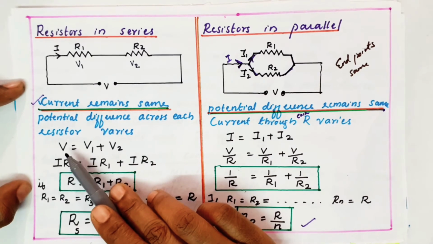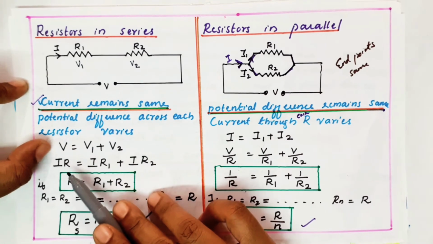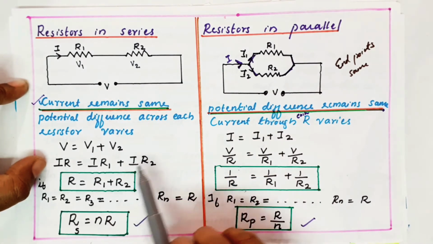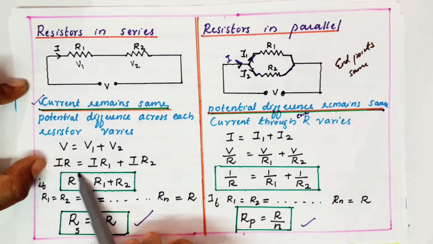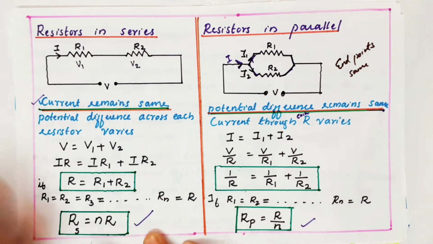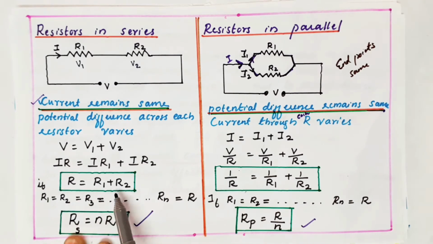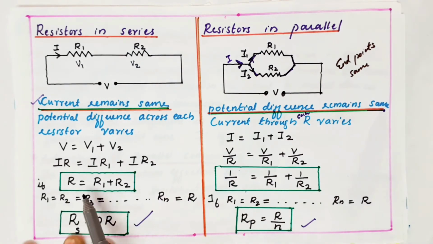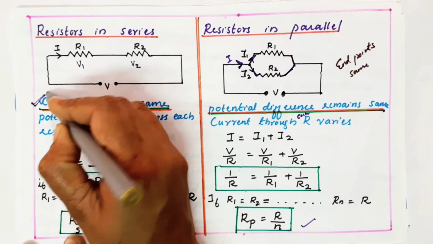And according to Ohm's law, V is IR. So what is V1? IR1. What is V2? IR2. So I can take I common and the I gets cancelled. So we can write the equation R equals R1 plus R2. So if you see the connection here, when the resistors are connected in series, the effective resistance R equals R1 plus R2.